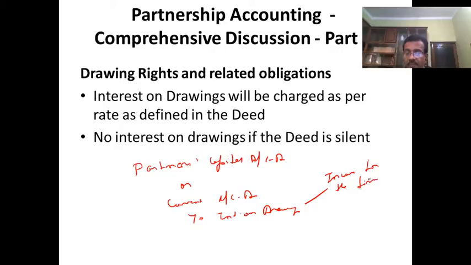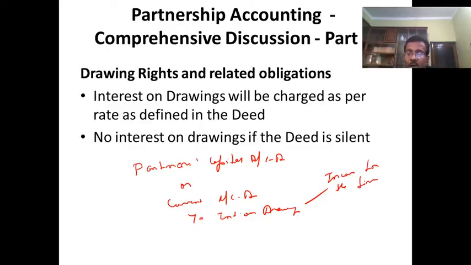But then again, first of all, whether you should charge interest on drawings on the partner account. You can charge if your deed is clear about that. If your deed says yes, interest on drawings should be charged on the partners at such and such rate. Okay. But if the deed is silent, then you go back to the Partnership Act. Wherever the deed is silent, you go back to the Partnership Act, and the Partnership Act doesn't say that you should charge interest on drawings. Okay.